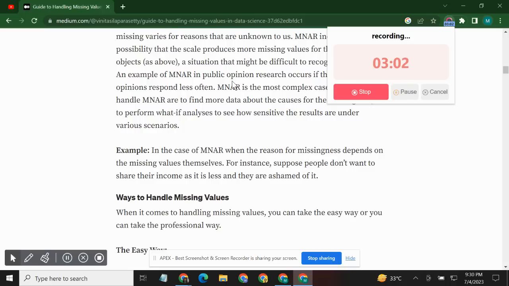So here is another example. In the case of MNAR, the reason for missingness depends on the missing values themselves. For instance, suppose people don't want to share their income as it is low and they are ashamed of it. Ways to handle missing values.